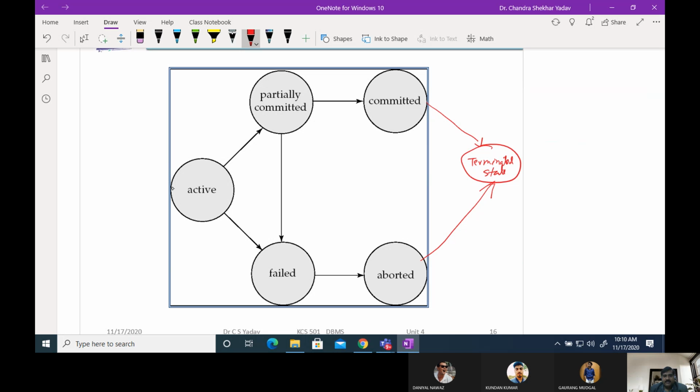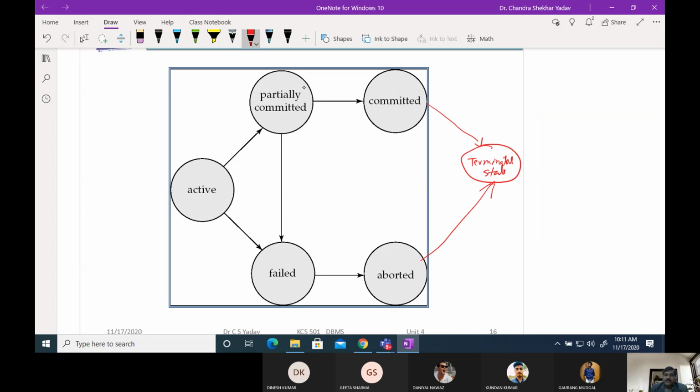When we execute the transaction, that transaction remains in the active state. After executing the last statement, the transaction goes to the partially committed state. If all the changes are reflected into the hard disk, then that transaction goes to the committed state. After that, we finish the transaction, and now we can start another transaction. If during the execution any failure occurs, then we go to the failed state, and then we undo all the operations and roll back, and then we go to the aborted state. In the aborted state, we can finish the transaction and then restart the transaction.